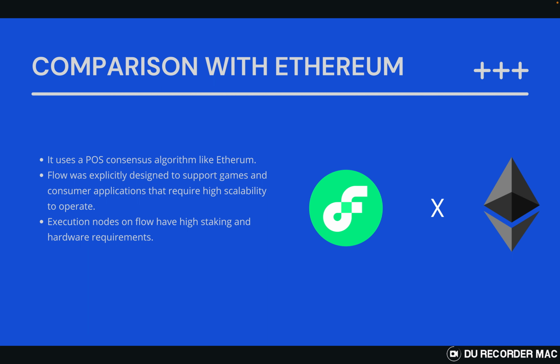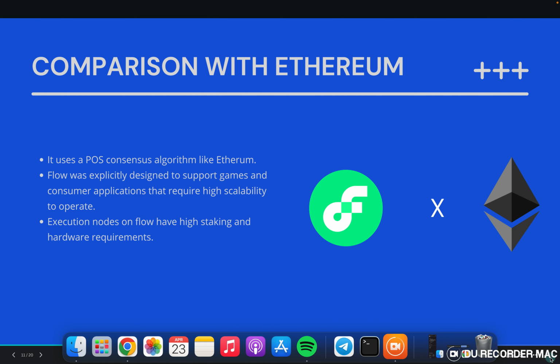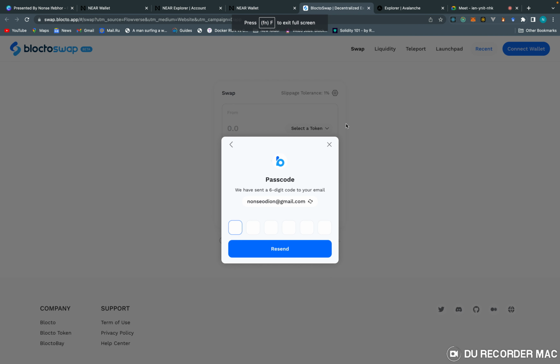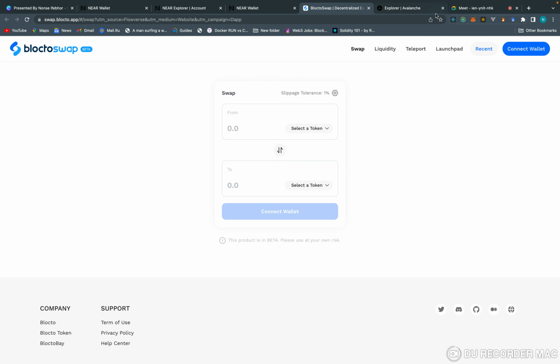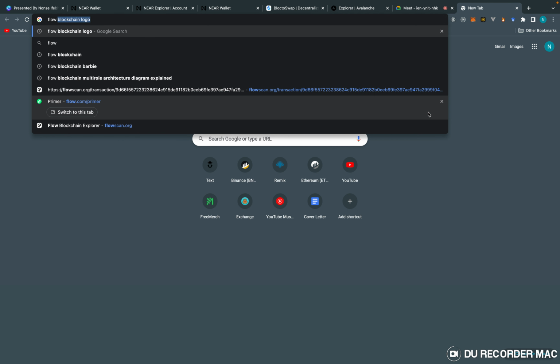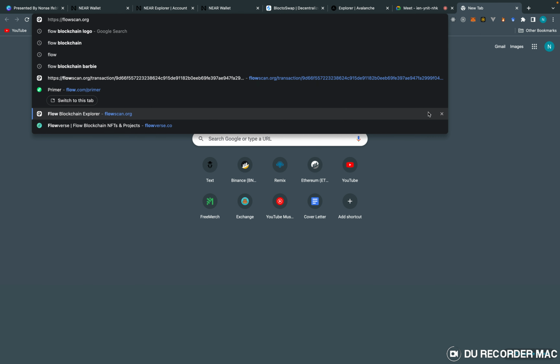Although there are other cool things about the Flow blockchain. I think one cool thing I saw was this wallet. Where is that wallet? Oh yeah, I can show you the stuff. Okay, let's see. I don't know if it can show me recent, but if I come to, let's see, Flow Explorer. Okay, yeah, I know I opened this Flow Explorer today.